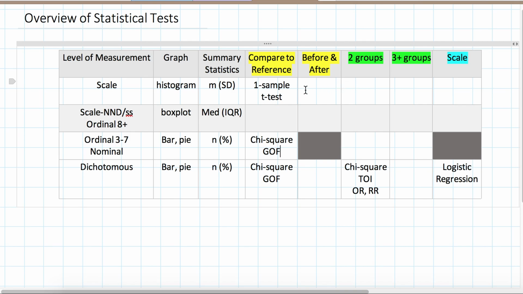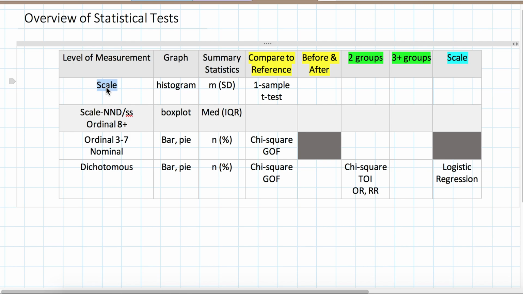So let's start off on this top row and let's talk about the one we know about. So the one sample t-test, basically what we do with the one sample t-test is we take a group of people, one sample, and we measure all of them on a particular variable. Remember, we're talking about a scale variable, a continuous variable. So maybe we measure everybody on their serum cholesterol.